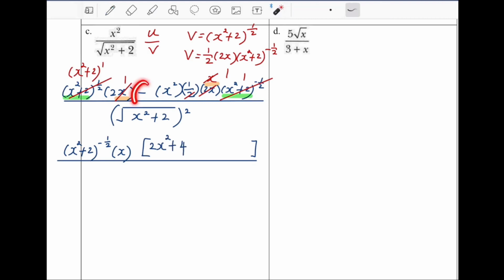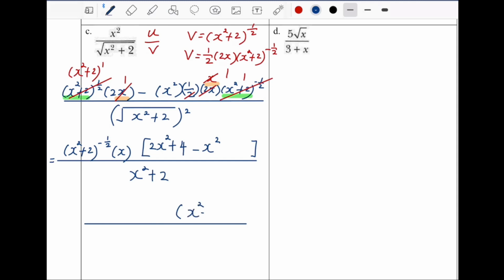Okay. Minus 1 times 1 times 1 times x squared, so just x squared. Square root, square, cancel off each other. Nice. Okay. Simplify this part. X squared plus 4. Okay. X. So still x.